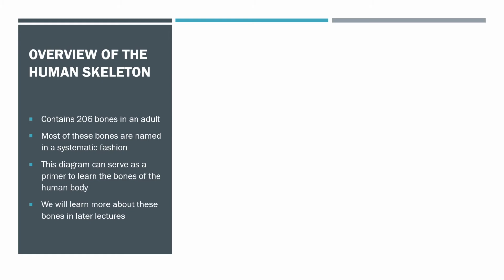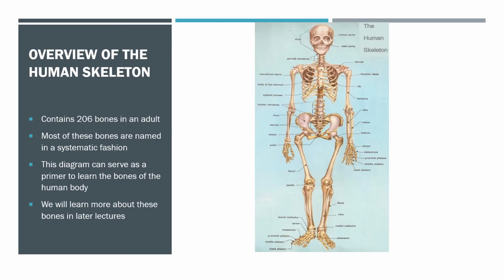Now let's look at an overview of the human skeleton. The human skeleton contains 206 bones in an adult. Most of these bones are named in a systematic fashion, which makes it easier to remember the names of the bones and even the function of these bones. This diagram here can serve as a primer to learn the bones of the human body. And we're going to learn more about these bones in later lectures. And we will learn about these bones in a systematic way that makes it easy for you to remember these bones.